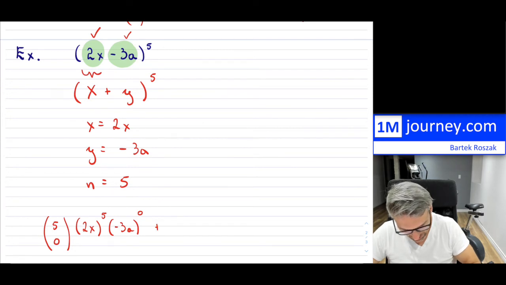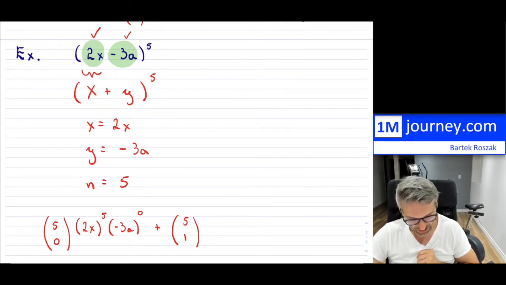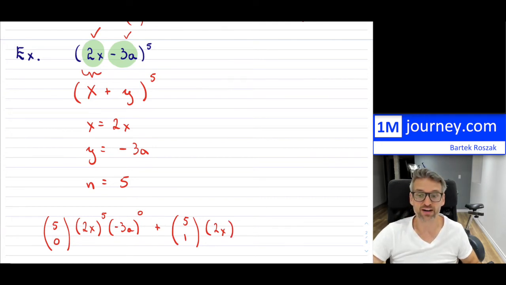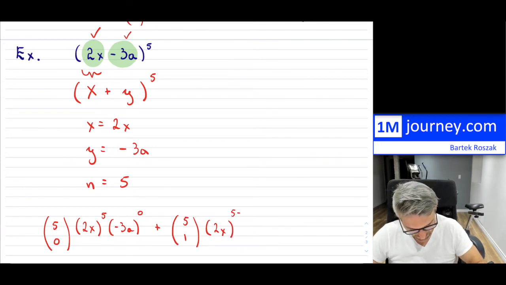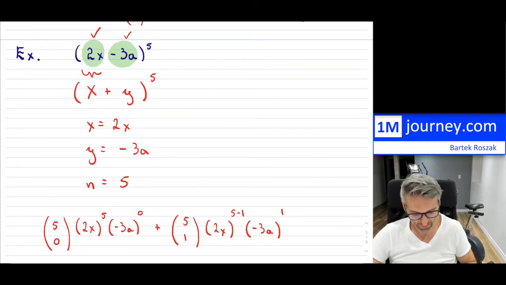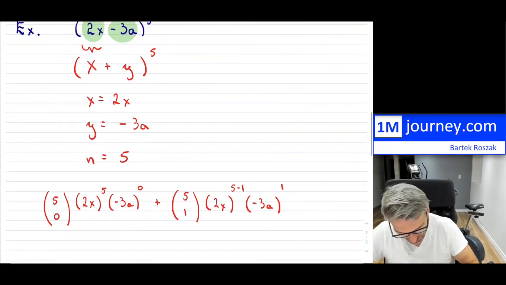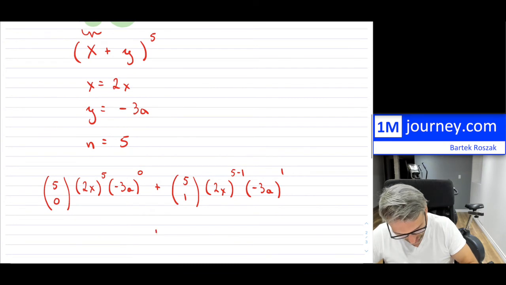Now it's going to be plus, and now we continue. So now my second term, 5 choose 1, so that's my coefficient. This is 2x, now it's 5 minus 1, which is going to be 4. And then my y, which is negative 3a, is to the 1. So that is what we have there. And then again, we can continue.